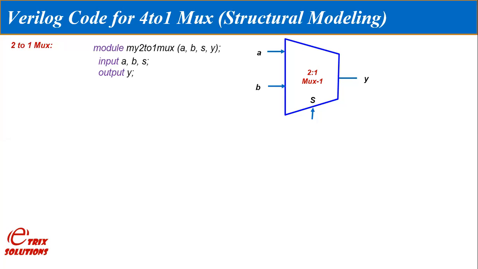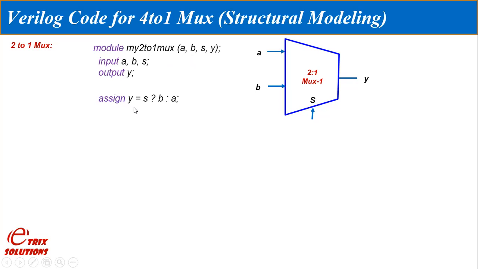Now let us write the Verilog code for a 2 to 1 multiplexer. Verilog code always starts with the keyword module, and then my 2 to 1 multiplexer is the name of the module, and in the parenthesis there is a list of inputs and outputs. Then inputs and outputs need to be defined. So A, B, and S are the inputs and Y is the output. Using this syntax, we can define the input output. After that, the logic description is required to be written.